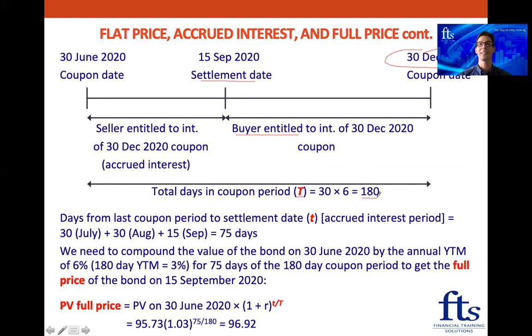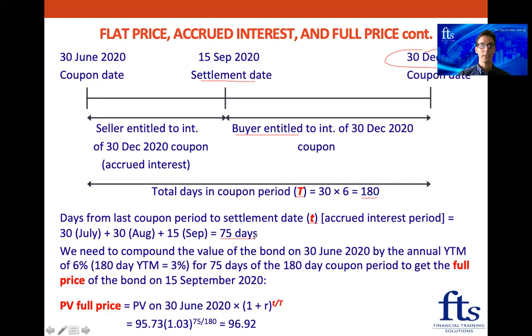So fortunately, it's nice and easy. Every month has got 30 days. Now the days from the last coupon date to the settlement date, which we call lowercase t, that's the accrued interest period. So in other words, from 1 July to 15 September. Every month has got 30 days: July, August, 30 days each, and 15 days of September. So it's going to be 75 days. That is the days of interest that belongs to the seller.